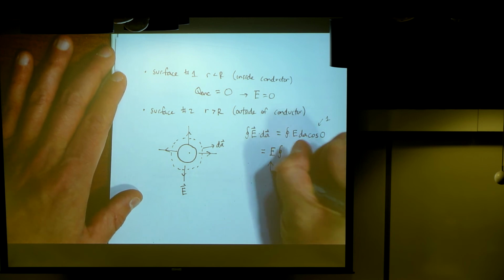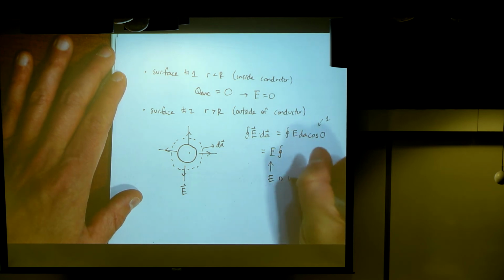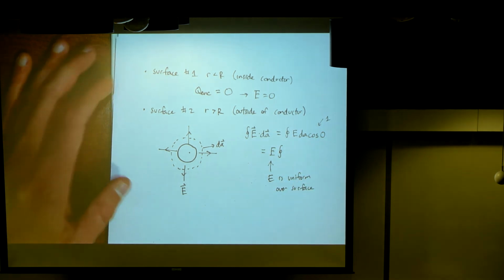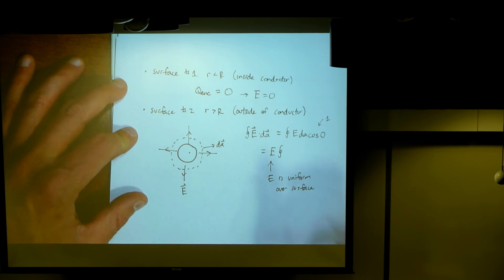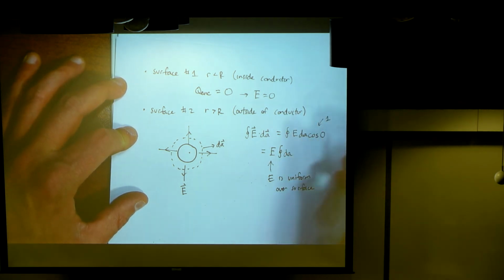Because E is uniform over the surface. That's why we were able to make this move. Okay? And then we just have integral over the surface dA.